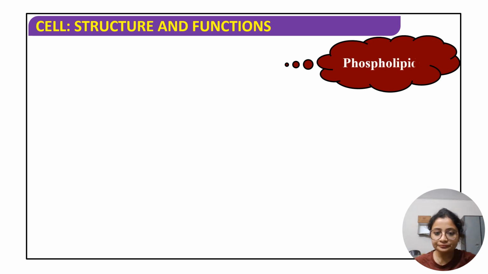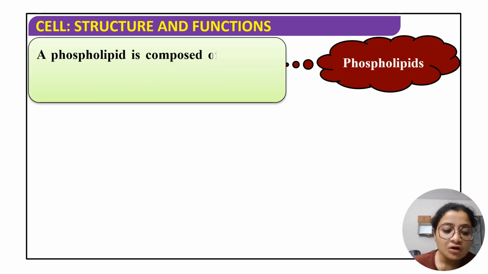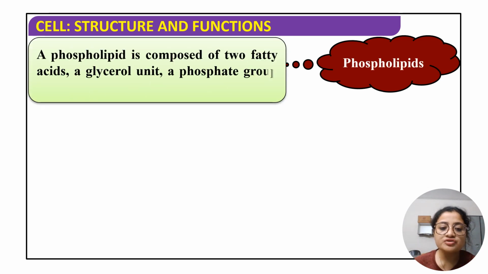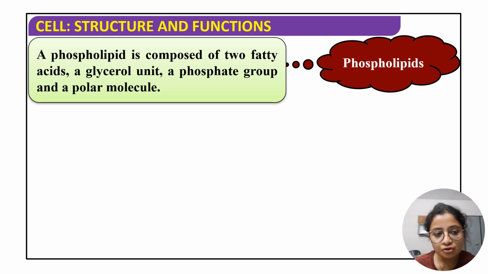Okay, now talking about something called phospholipids. So a phospholipid will be composed of two fatty acids, one glycerol unit, a phosphate group and a polar molecule. तो obviously lipid है मतलब क्या, obviously the lipid part will be there and lipid part means glycerol and fatty acid, isn't it? Along with that a phosphate group will be, so that will make a phospholipid.